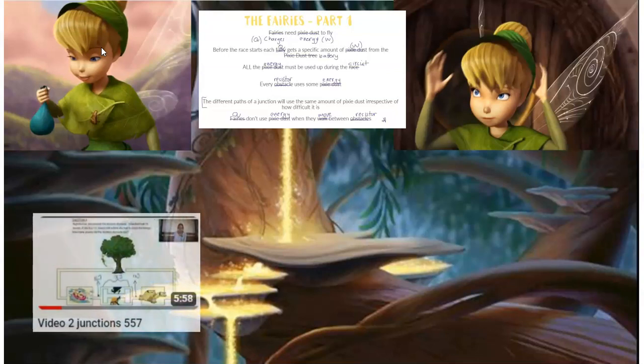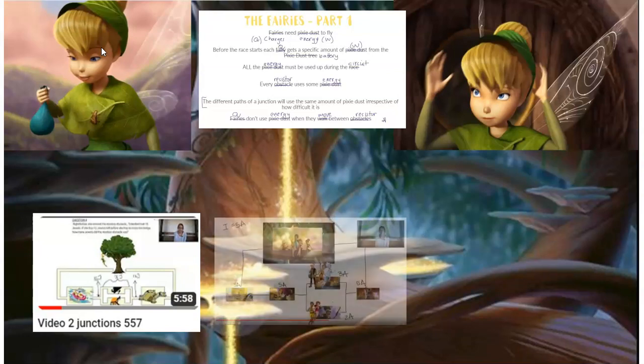In video number 2, we looked at what happens when a fairy meets a junction in her path. So what happens to the energy, and we saw that she will use the same amount of energy irrespective of which leg of the junction she will use.